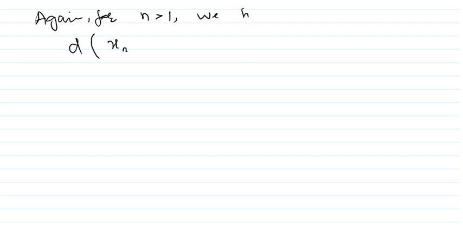One more thing that you can do is, again for n greater than 1, we have the distance between x(n minus 1) and xn. This is the distance between two consecutive points of this sequence xn.